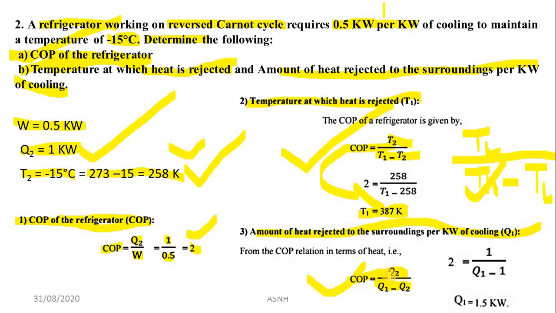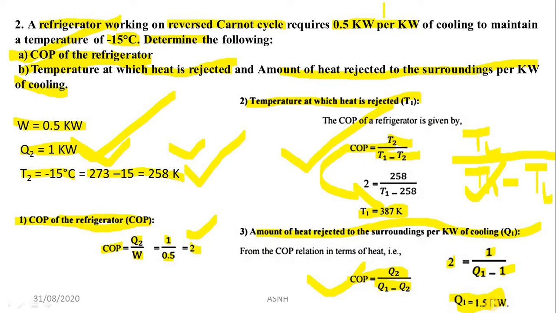So here I just change the parameter from temperature to heat, that is Q2 upon Q1 minus Q2. The Carnot COP is already known, and the Q2 value is already mentioned in the numerical. Q1 we have to calculate, and after putting all values in the standard formula and after some mathematical calculation, you will get the value of Q1. It is around 1.05 kilowatt. So this is the amount of heat rejected to the surrounding.